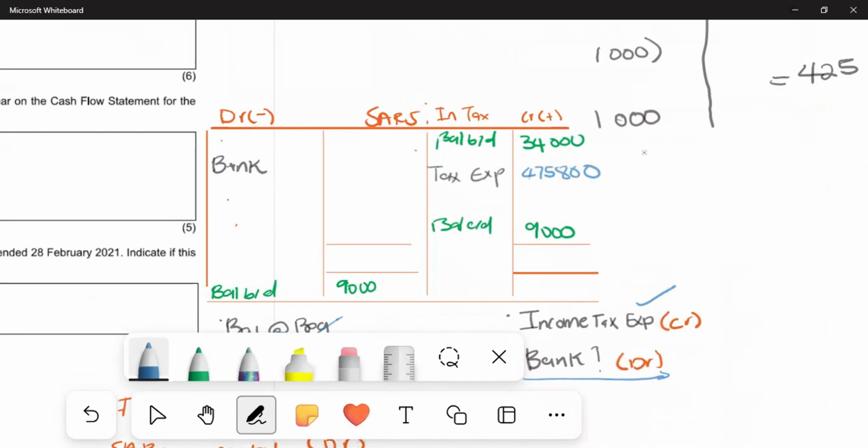Now, as I've mentioned, your bank would always be a balancing figure. Okay. So now, if my balance carried down is on the credit side, it simply means that my debit side was the side which was the greatest, right? So now I have all my line items in my credit side. I'm going to add them. So taking 34,000 plus 475,800 plus 9,000. This would give me 518,800.